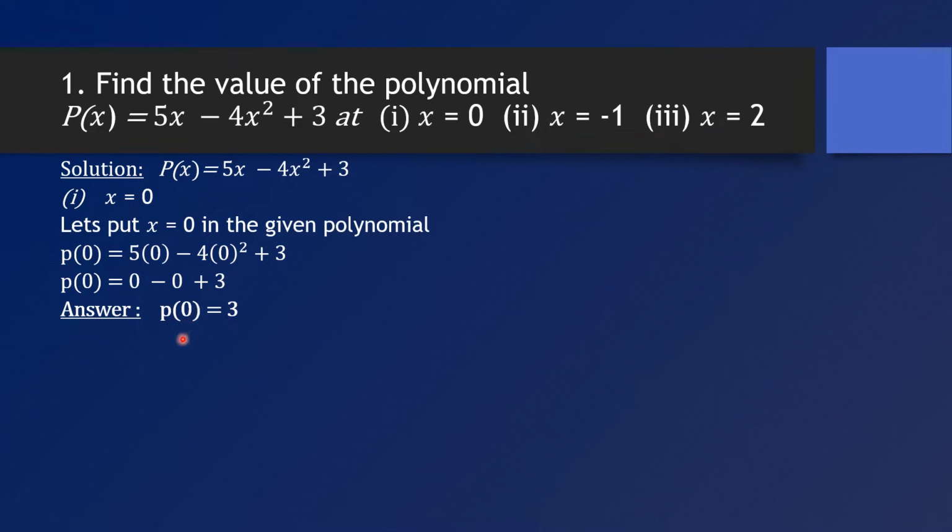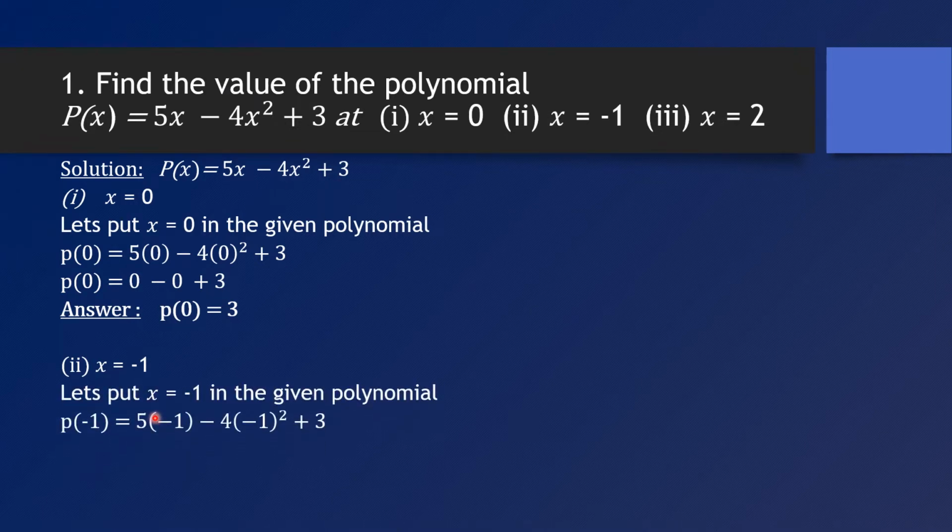Now let's do the second part, that is x is equal to minus 1. Wherever you can see x in this polynomial, you have to put -1 in place of x. Let's put x is equal to -1 in the given polynomial. When you put it, it will be p of -1 is equal to 5 into -1 minus 4 into (-1) square plus 3.